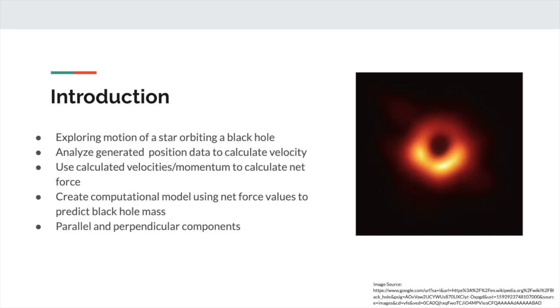By creating a computational model that calculates the momentum and net force throughout the duration of the orbit, we can use these magnitudes to calculate the mass of the black hole. Given a list of values for the mass, the average can be found and used as a good overall predictor for the mass of the black hole. We can also use these values to find the parallel and perpendicular components of the net force.